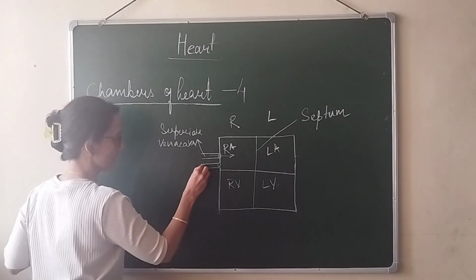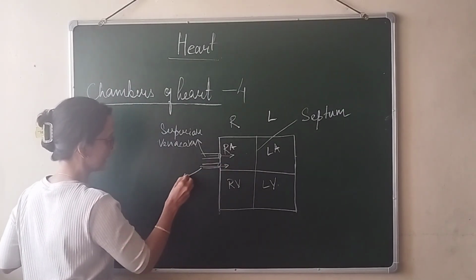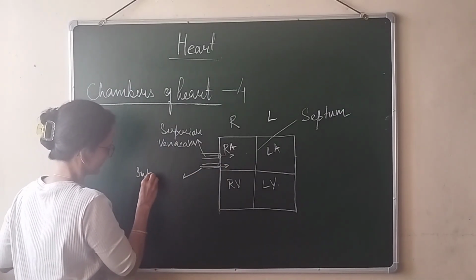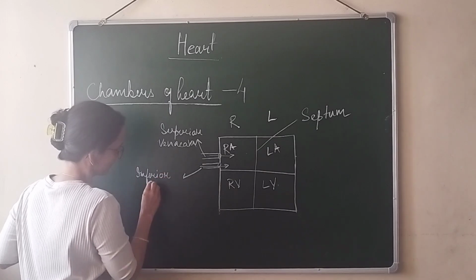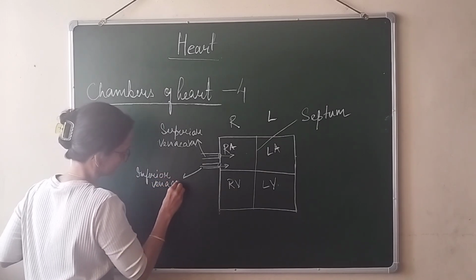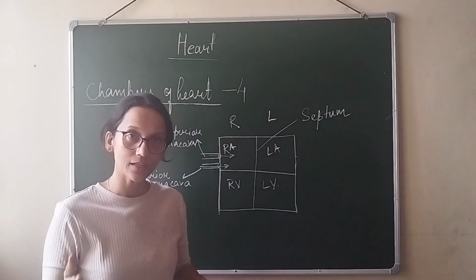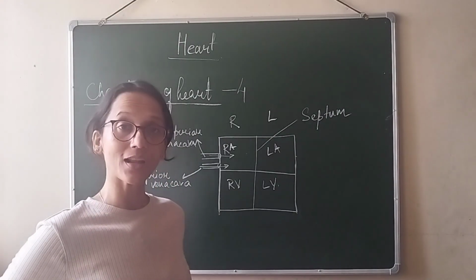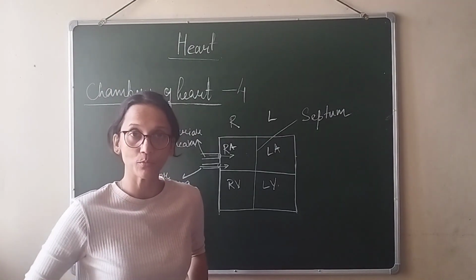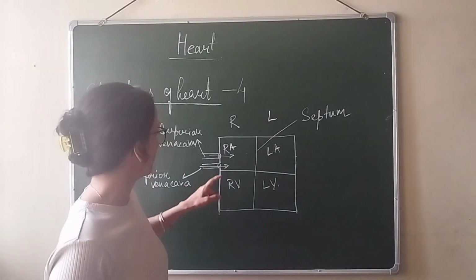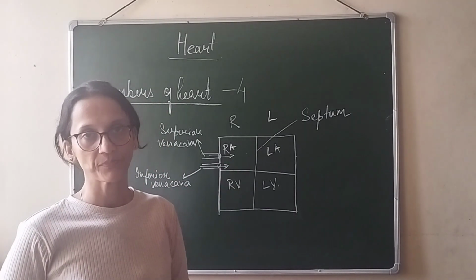Whereas this one is known as the inferior vena cava. Inferior vena cava does what? It brings deoxygenated blood from the lower half of your body, that means the half of your body below your thorax, and pours it in the right atrium.